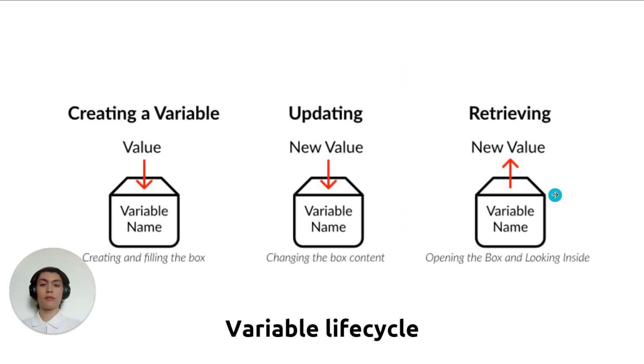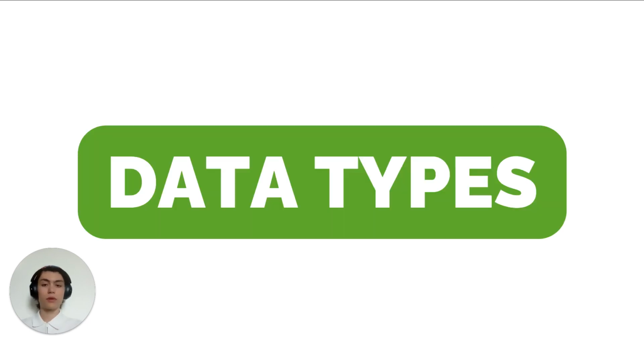As stated in the name, variables can vary, so change. We can update the value of a variable. We can put a new value inside of our box, and then when we try to retrieve it, we're going to get the new value.